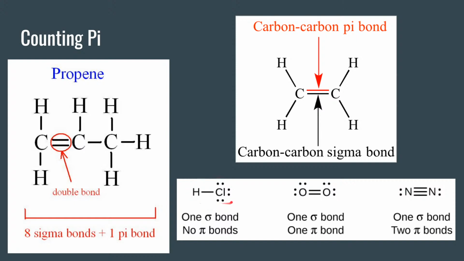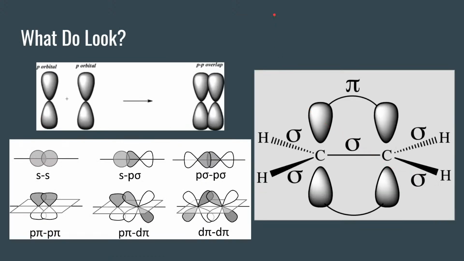For a much simpler molecule here, we have hydrogen chloride. A single bond between them means 1 sigma, no pi. Here we have oxygen with a double bond, 1 sigma, 1 pi. And then we have nitrogen. A triple bond means 1 sigma and 2 pi bonds. So this is what they look like.